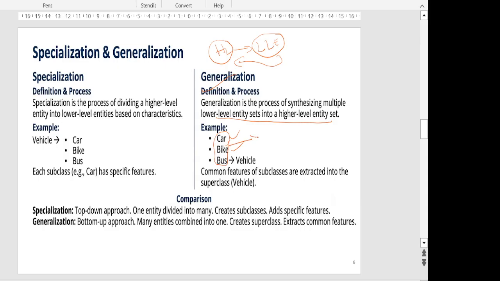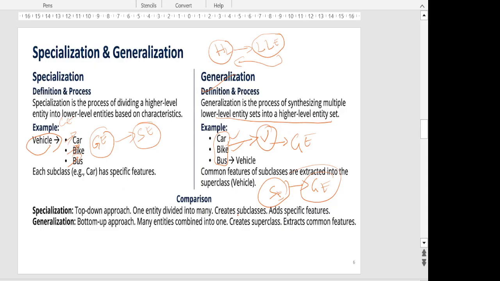So all these we are combining into the vehicle category. This is a general entity. If you take the specialization, vehicle is a general entity, and from that you are dividing car, bike, bus. So specialization goes from a general entity to a specific, specialized entity, whereas generalization goes from specialized entities to the general entity. These are the major differences between specialization and generalization, right?